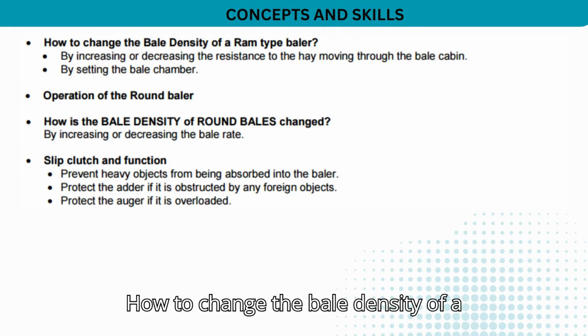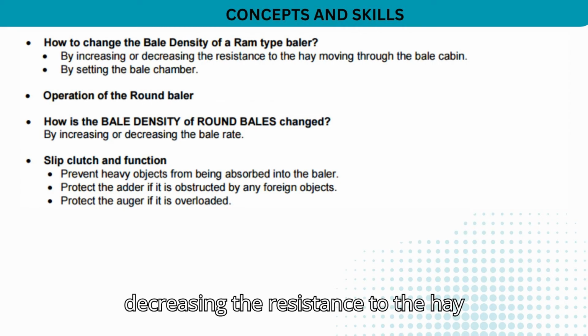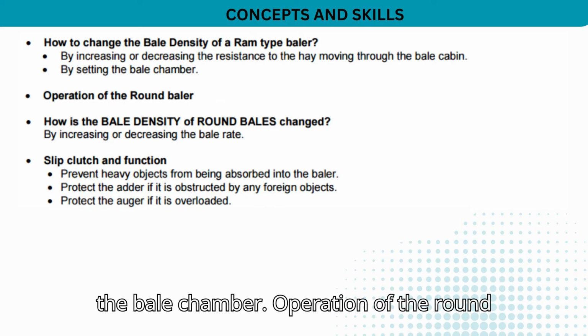How to change the bale density of a ram-type baler. By increasing or decreasing the resistance to the hay moving through the bale cabin, by setting the bale chamber.